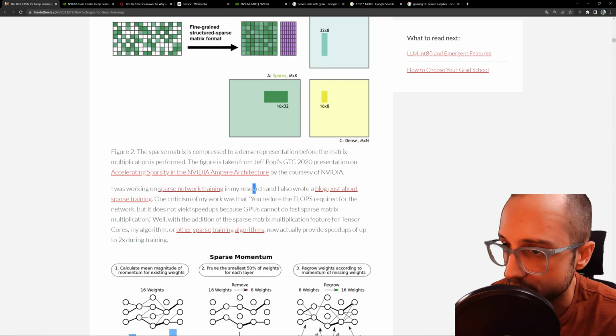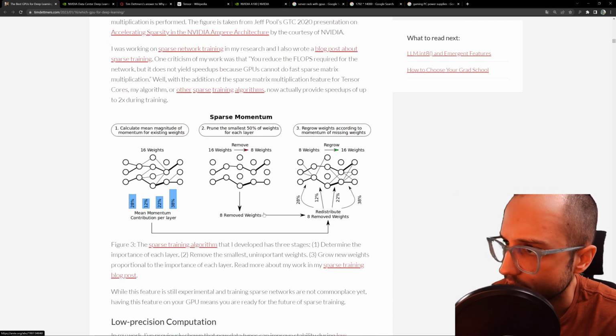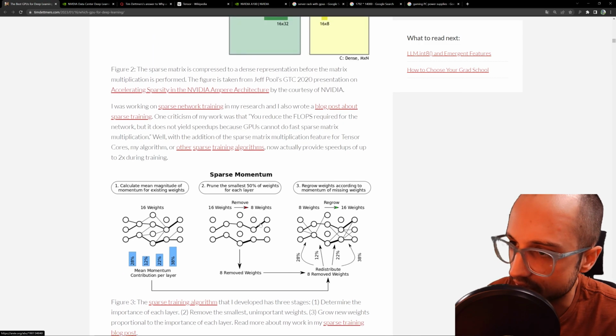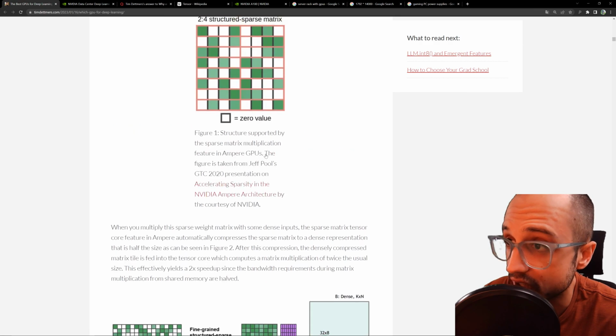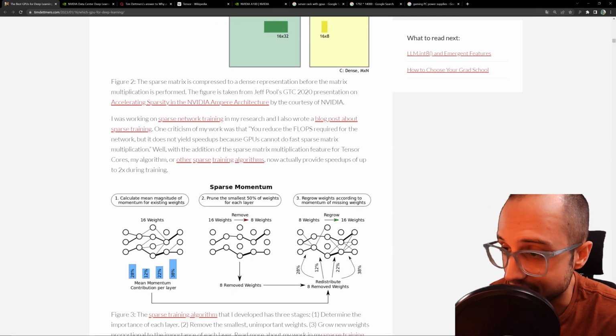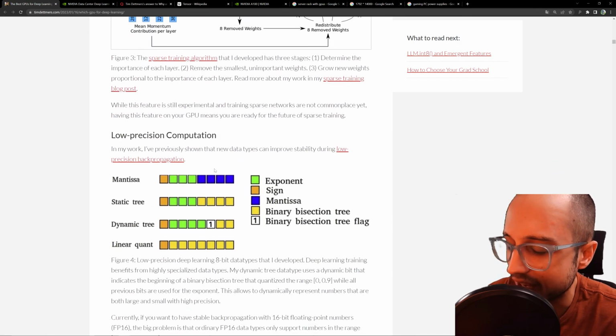So Tim actually worked in sparse network training, and he wrote a blog post about sparse training. One criticism of my work is you reduce the flops required for the network, but it does not yield speedups because GPUs cannot do fast sparse matrix multiplication. Okay. So maybe what he's saying here is that because GPUs are now capable of leveraging sparse matrix multiplication and actually making it faster, there's an incentive to make your neural net as sparse as possible, right? Take the extra step to make it sparse, and do this pruning. Pruning is what they call the process of removing connections. Which is good. I think so, basically fitting bigger models into smaller amounts of parameters.